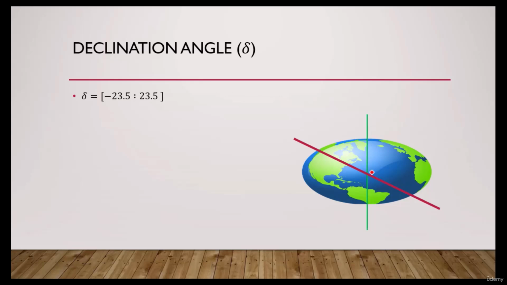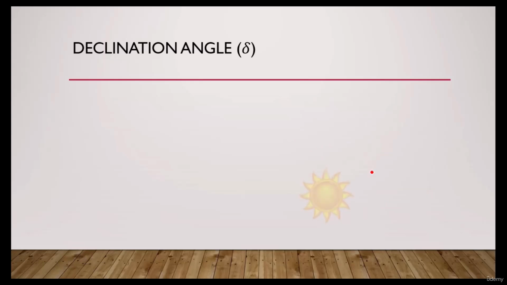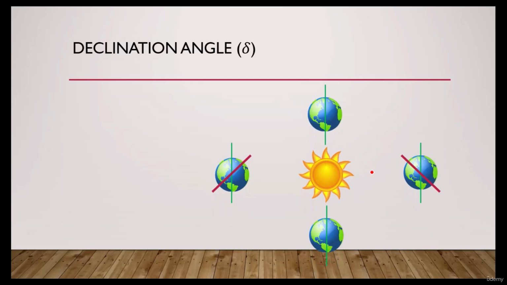The declination angle has a range between minus 23.5 and 23.5. To understand it in more detail, let's explain it over the year. Let's suppose we have the Sun and the Earth over the year, each quarter of the year: the first part here, the second part right here, the third part right here, and the final part right here, each quarter separately.